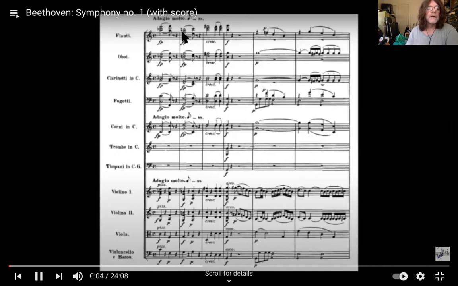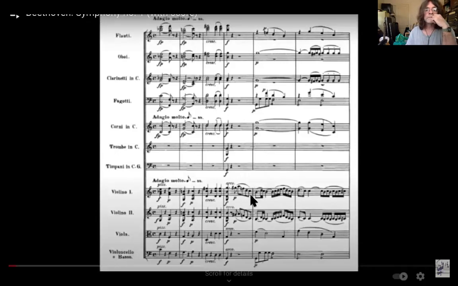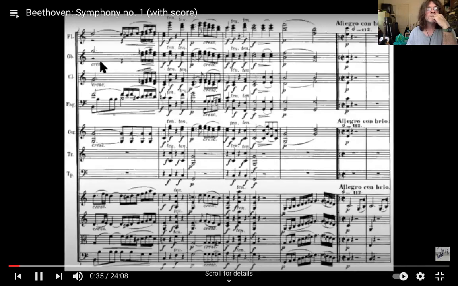Opening two chords, and then this is a deception. This is the pivot chord. We're in G. In the key of C.